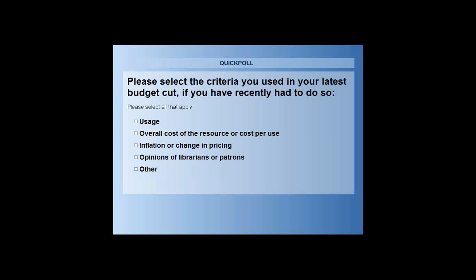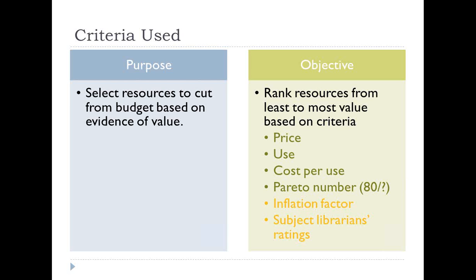So the criteria we selected were price, use, cost per use, the Pareto number, which I'll talk about having to do with distribution of usage across a package, as well as inflation and our librarians' ratings. Now, because this is only an hour, I don't really have time to talk about how we use the other 2, but we will talk about integrating price, use, and cost per use, as well as the distribution of usage. Okay, so if you could close the poll, and I'd like to see what the results are.